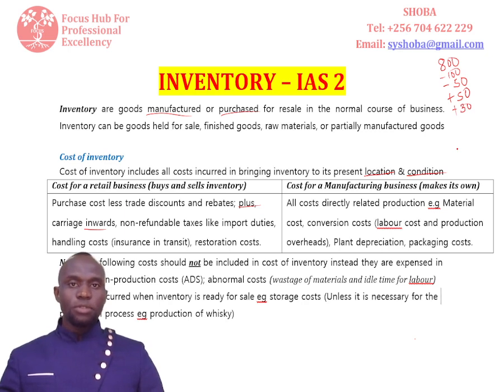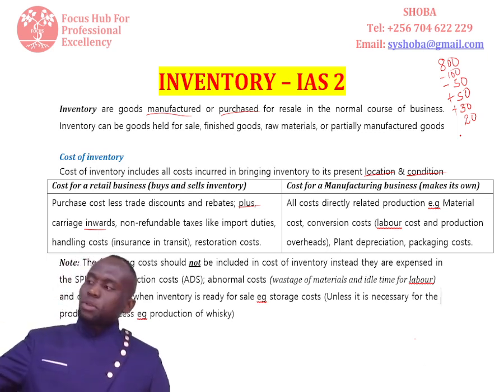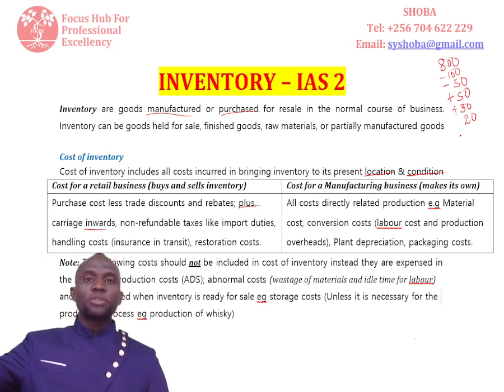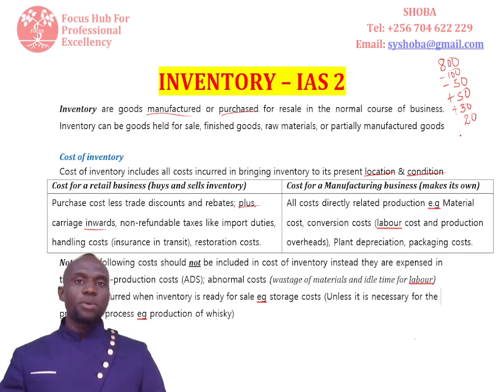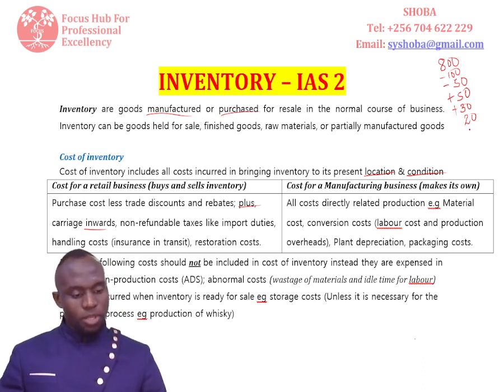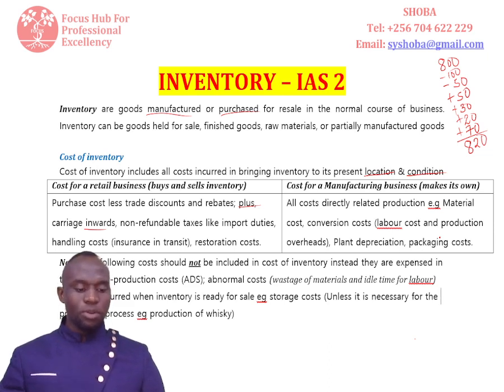Handling cost. Now this normally applies for delicate items, where you have to pay insurance in transit, assuming we are paying $20 for insurance in transit. And we need to also add on restoration cost. You find that before we can sell this phone, it has a damaged screen. So we have to restore the phone into its original condition before we can sell it to our customers. So the restoration cost is also added to the cost of inventory. Maybe it is $70. And when we sum this up, we get a total of $820. So the total cost of this phone was $820.